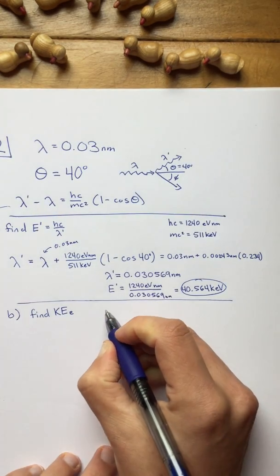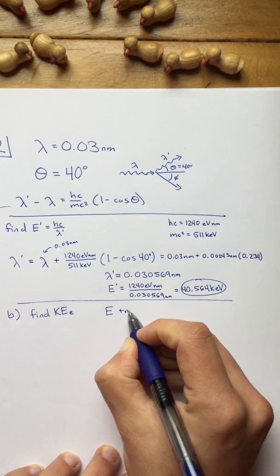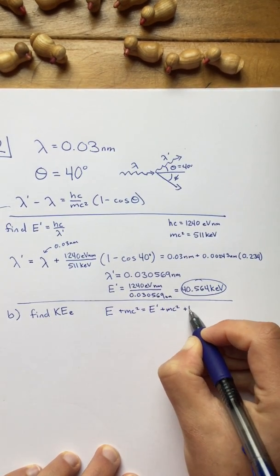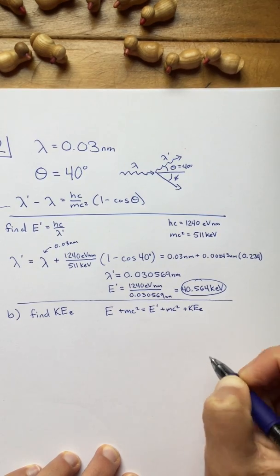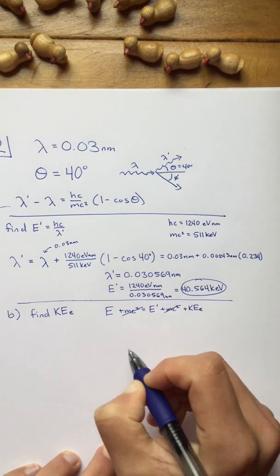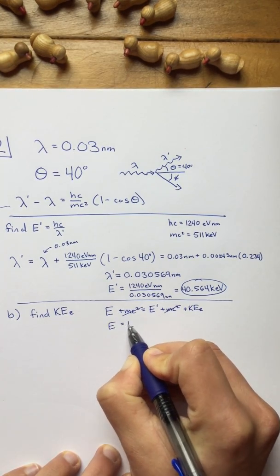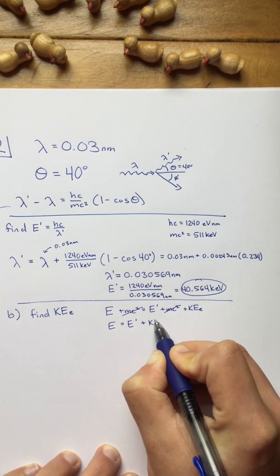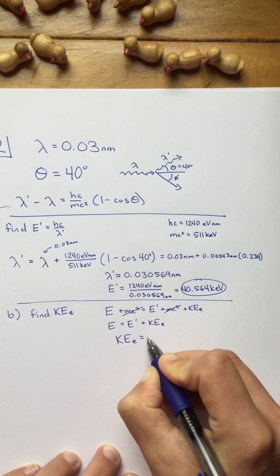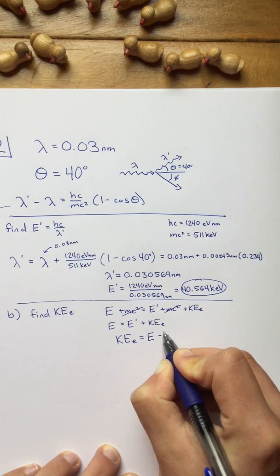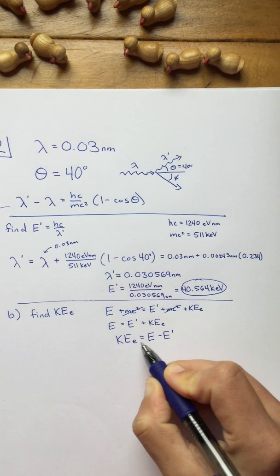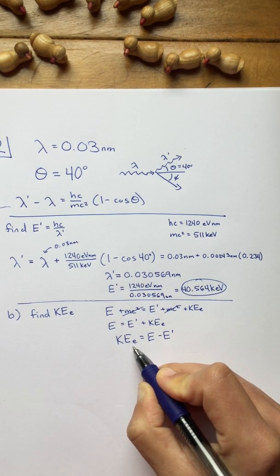So we can write that conservation of energy as E plus mc squared is equal to E prime plus mc squared plus the kinetic energy for the electron after the collision. But the electron has rest energy before and afterwards, and it's the same before as it is afterwards. So we have E is equal to E prime plus the kinetic energy. So the difference of the energy of the photon before and afterwards is equal to the kinetic energy of the electron.